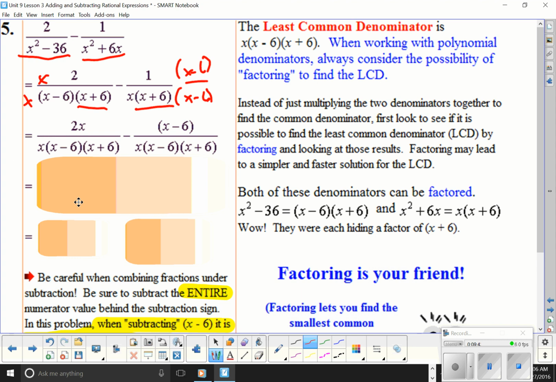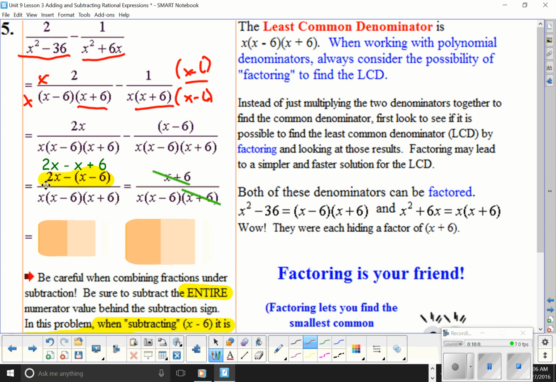Instead of just multiplying the two denominators together, find the common denominator. It makes it smaller. If you multiplied x squared minus 36 over x squared minus 36 and x squared plus 6x over x squared plus 6x, you're just going to get this ugly, awful beast that has to be further reduced.